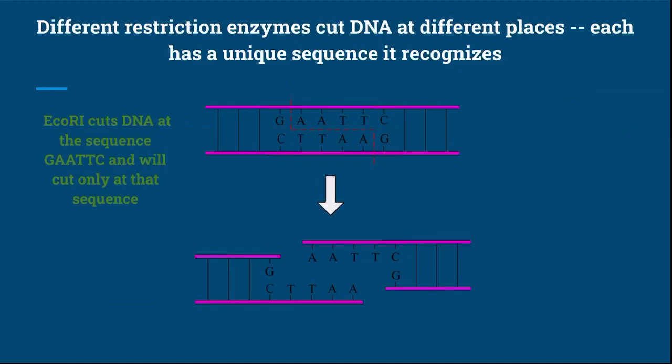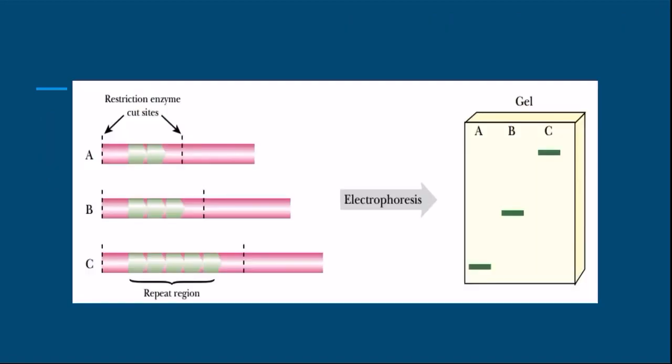DNA fingerprinting uses special proteins called restriction enzymes to cut the DNA at certain locations where the STRs are found. Different restriction enzymes cut DNA at different places. Each has a unique sequence it recognizes. For example, the restriction enzyme EcoR1 cuts DNA at the sequence GAATTC and will cut only at that sequence. It will not, for example, cut at GACTTC.